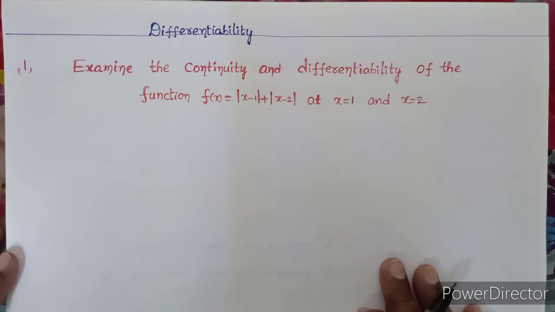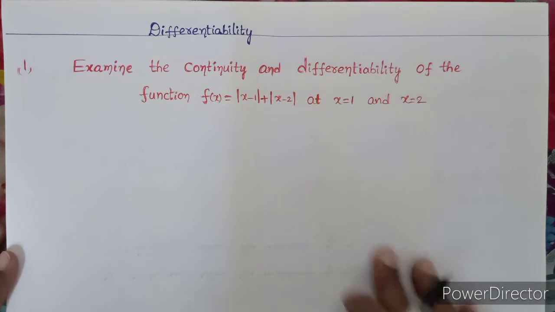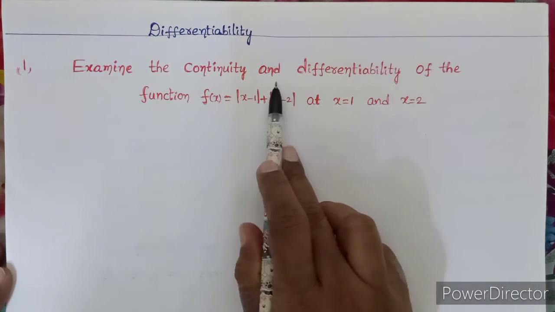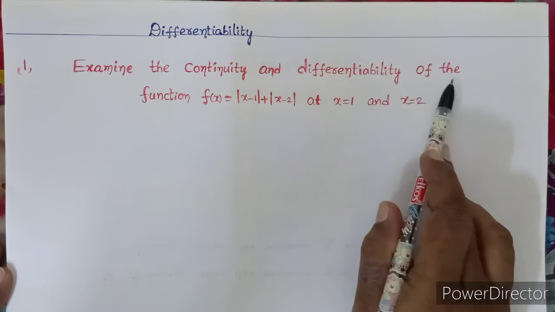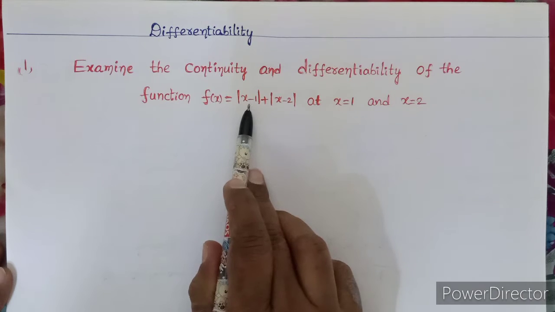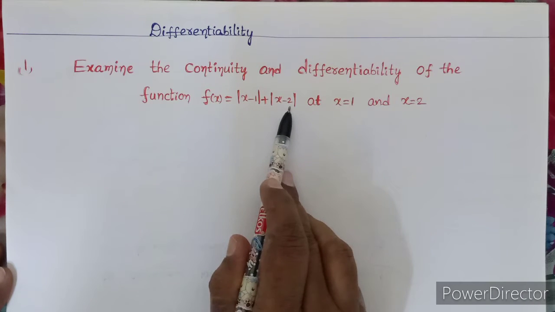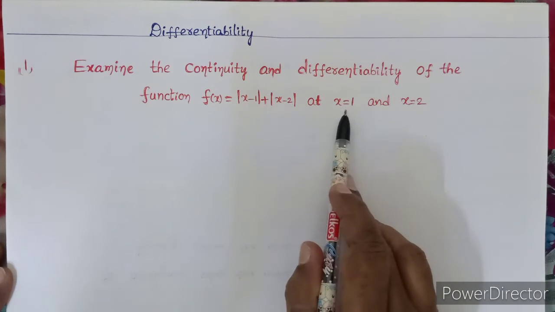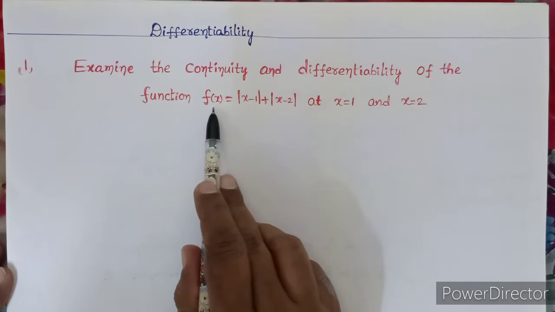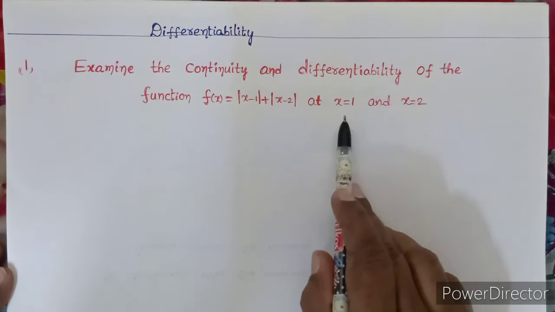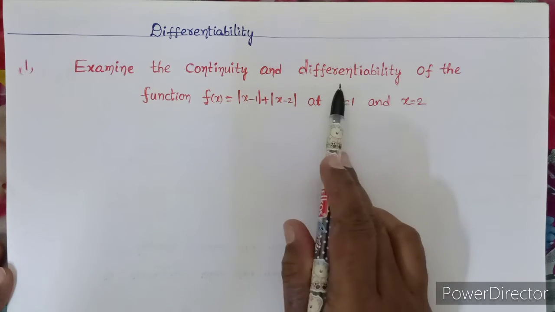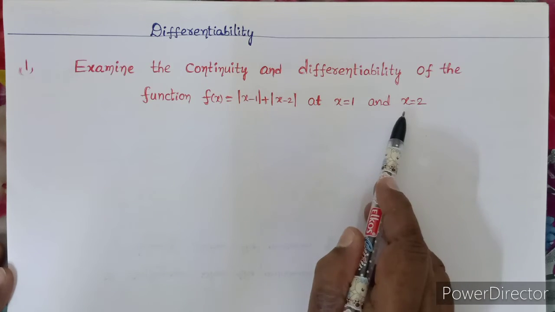Today we will discuss some more problems in the chapter differentiability. Examine the continuity and differentiability of the function f of x is equal to mod of x minus 1 plus mod of x minus 2 at x is equal to 1 and x is equal to 2. We have to check whether this function is continuous at x equal to 1 and at x equal to 2, as well as whether it is differentiable at x equal to 1 and x is equal to 2.